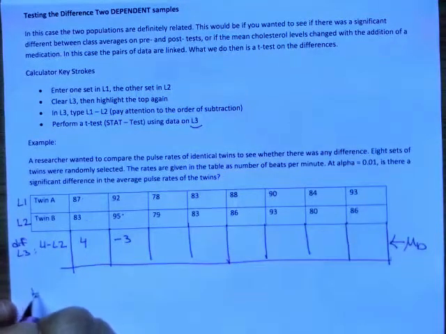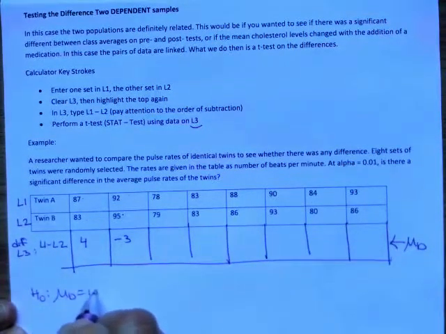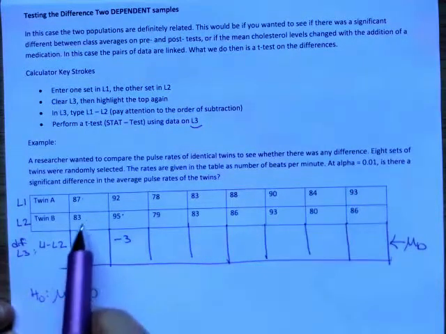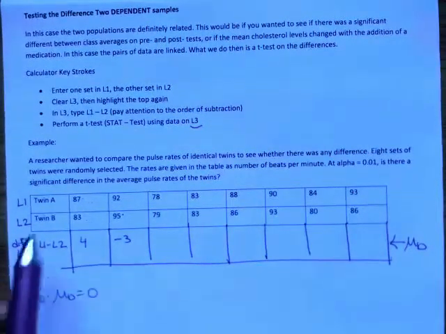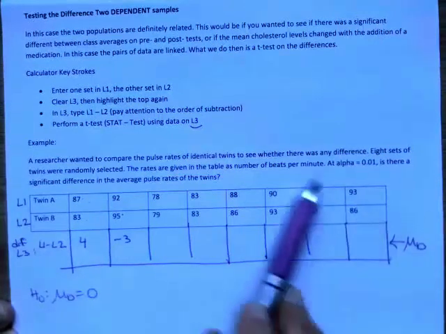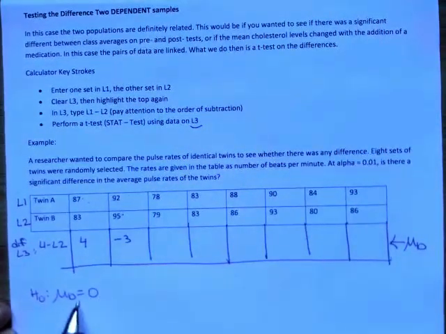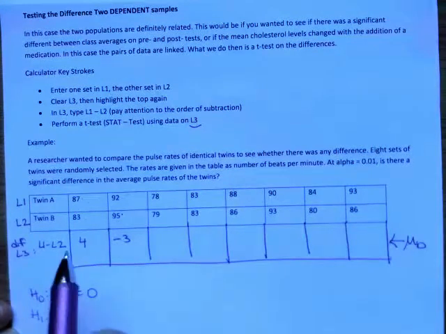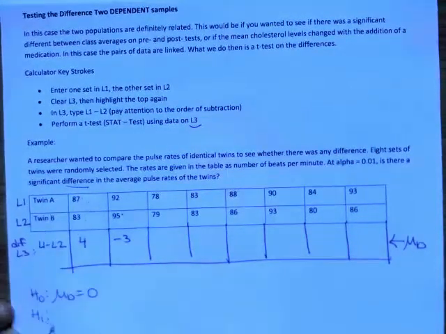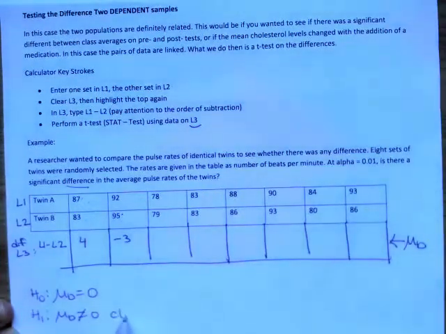So the hypotheses for these: the null hypothesis is that the difference is 0. That L1 and L2, twin A and twin B, have the same pulse rates. There's no difference in the pulse rates of twin A and twin B. And then the alternative is just difference. So we'll say mu sub D not equal to 0.